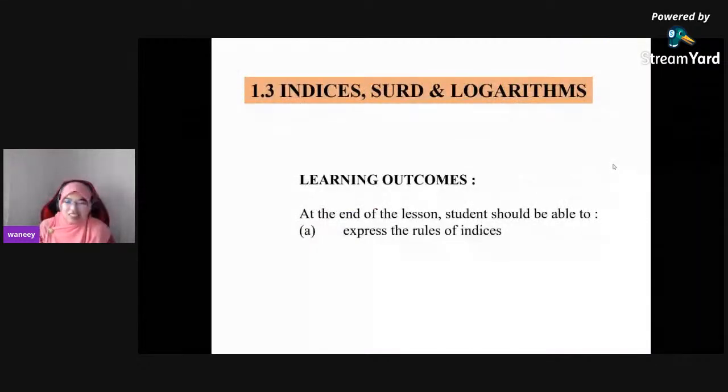Okay, so this is a new subtopic and the last subtopic for chapter 1. Indices, set and logarithm. But for today, we are simply going to look at indices. Set and logarithm will be for next week, which is the last lecture for chapter 1. Okay, so learning outcome. At the end of the lesson, you should be able to express the rules of indices.